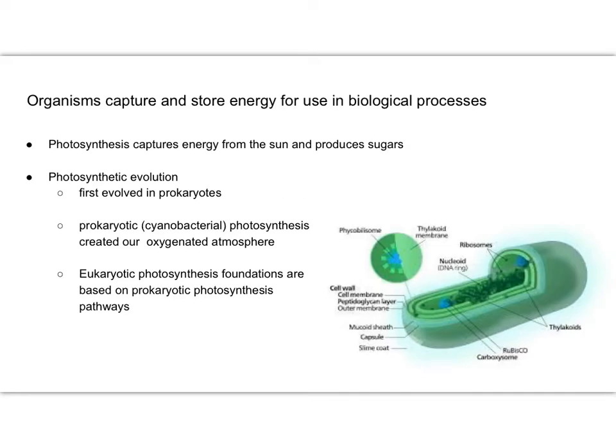So first we're going to talk about the evolutionary significance of photosynthesis. In general, we know that photosynthesis is an organism's ability to capture and then store energy that's going to be used in biological processes. In this particular case with photosynthesis, we're capturing energy from the sun and we're producing sugars. That's the stored form of the energy.